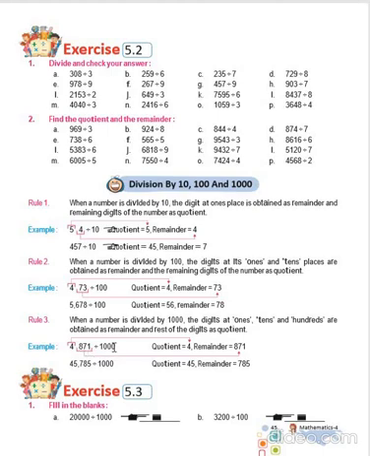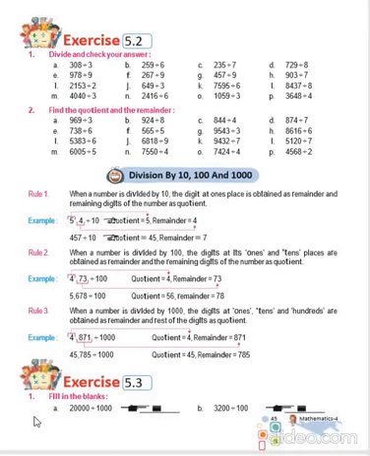4871 divided by 1000: 871 will become the remainder and the rest of the digit, that is 4, will become the quotient. Similarly for this, hundreds, tens and ones place digits will become the remainder and 45, the rest of the digits, will become the quotient. Now come to exercise 5.3. This one you have to do as explained in above examples.